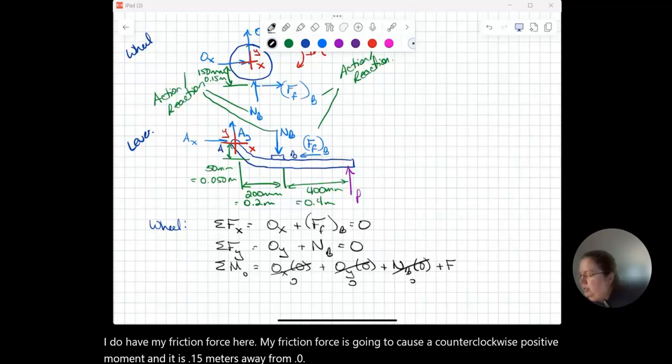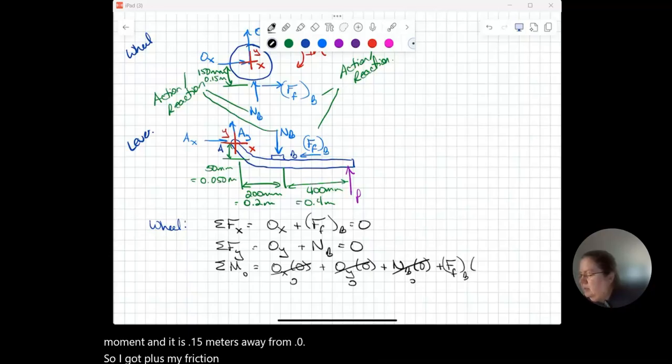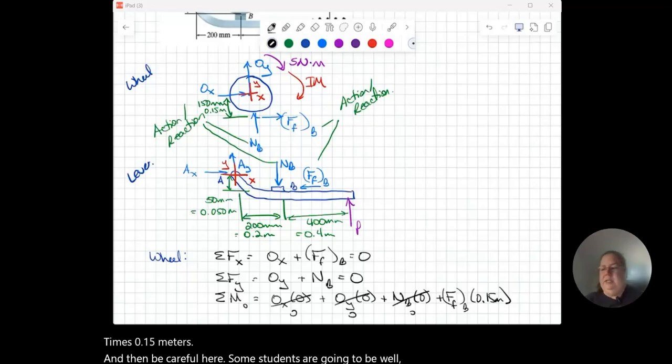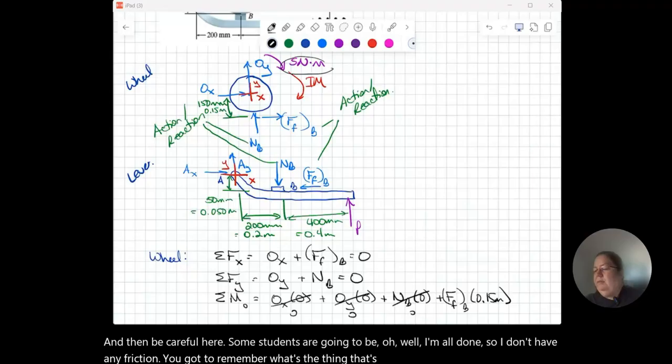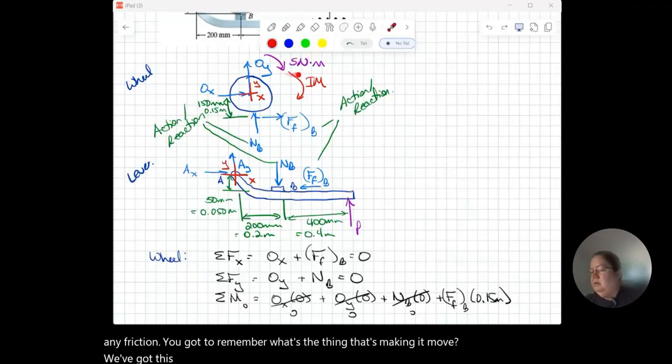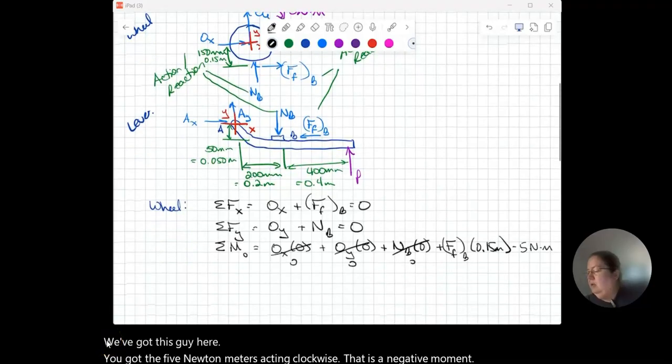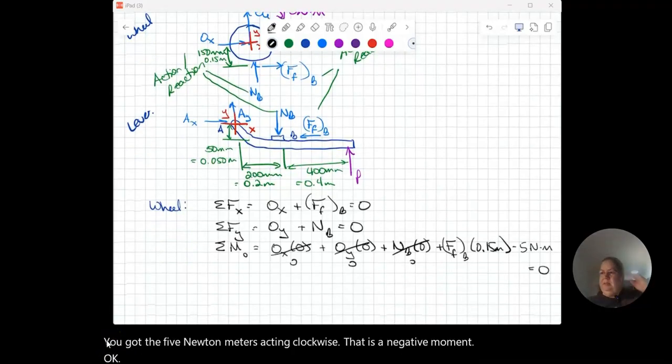So I got plus my friction force at B times 0.15 meters. And then be careful here. Some students are going to say, oh, well, I'm all done, so I don't have any friction. You've got to remember, what's the thing that's making it move? We've got this guy here. You've got the 5 Newton meters acting clockwise. That is a negative moment. Okay, and then I add all of those up, and that's equal to 0.